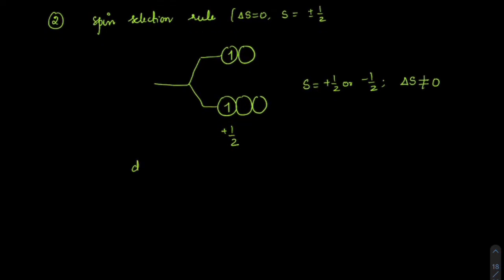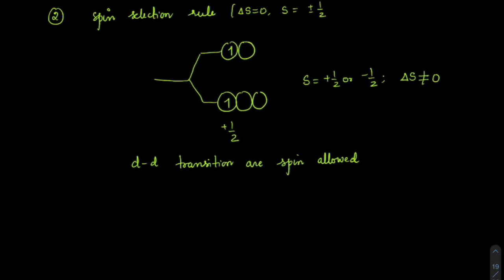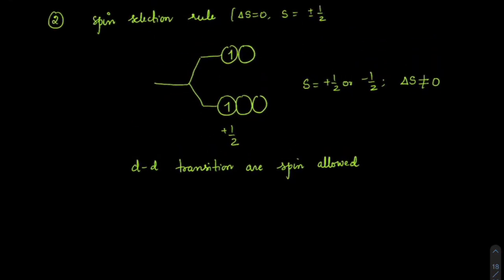So again, when it comes to DD transitions, they are spin allowed transitions. They are not spin restricted. So in short, whenever we take an electron from one orbital to another orbital, you should be able to say whether they will go for a spin allowed transition or not.